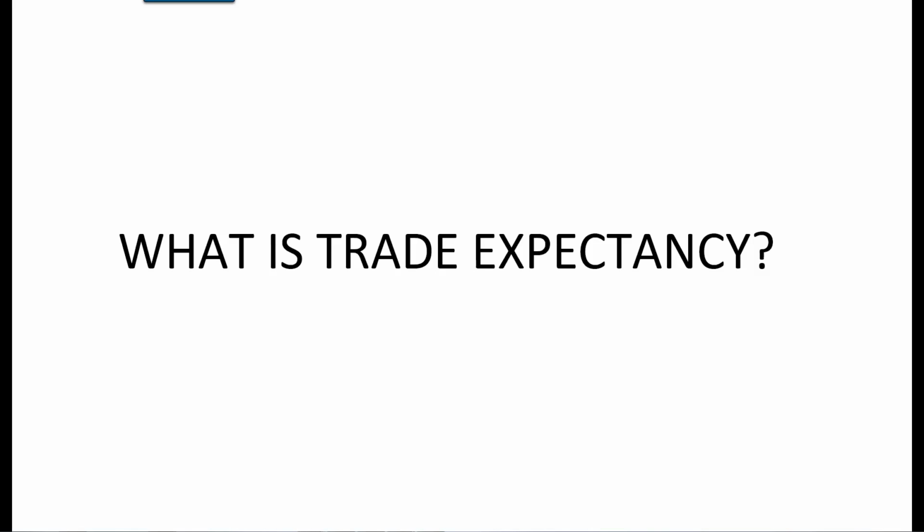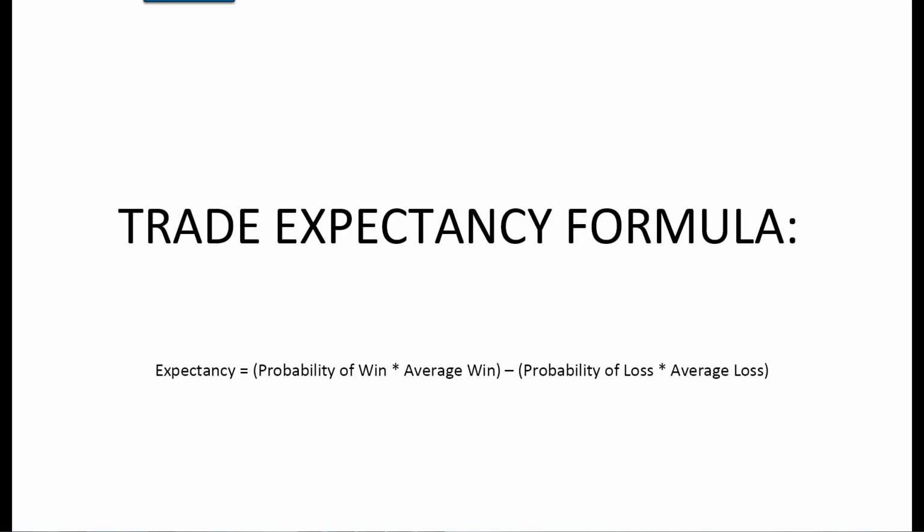What is trade expectancy? Well, simply put, it's a way to tell you whether or not you have a profitable strategy, and it follows a simple formula. The formula is expectancy equals probability of a win times your average win in dollars, minus the probability of a loss times the average loss in dollars. So this is your trade strategy probability of a win versus trade strategy probability of a loss with the accompanied average winnings or average losings.